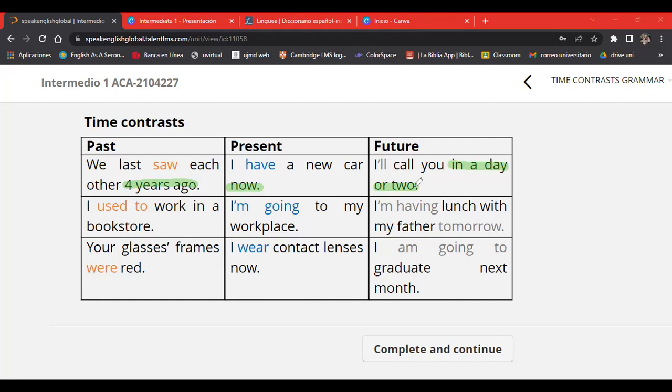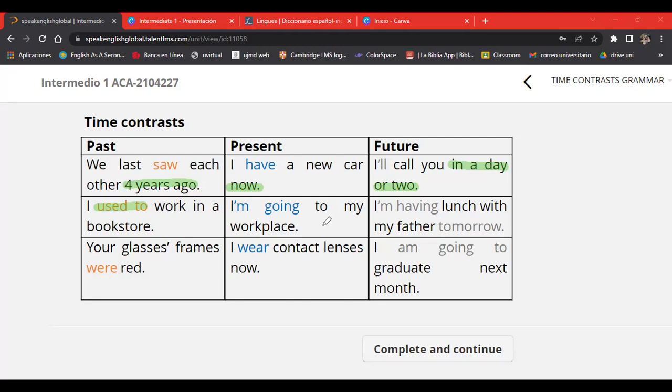I used to work in a bookstore. Do we have an explicit time expression over here? No. Because "used to" is more like an auxiliary verb.